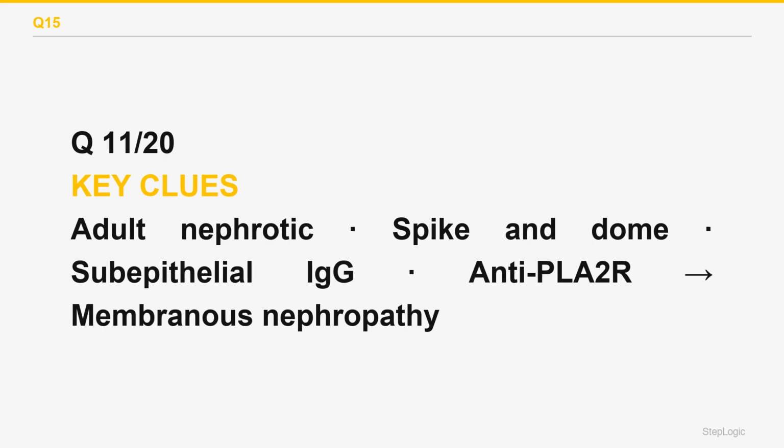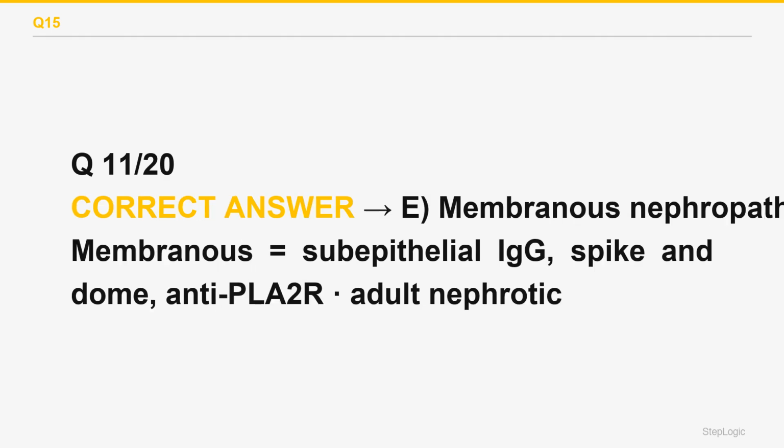Immunofluorescence shows granular subepithelial IgG and C3. The primary form is autoimmune, driven by antibodies against the podocyte antigen PLA2R, the phospholipase A2 receptor, which are positive here and are quite specific. The correct answer is E.